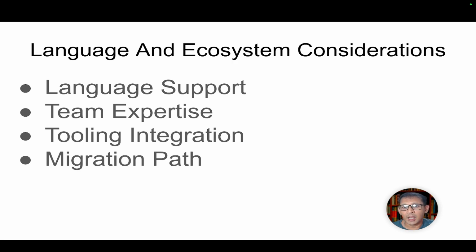Team expertise. More advanced techniques require team members who understand the underlying concepts. Phantom types need developers comfortable with generics. Refinement types require some formal methods background. Tooling integration. Consider how well your IDE and build tools support each approach. Fluent interfaces provide excellent autocomplete. Phantom types may produce confusing error messages. Refinement types require specialized tooling.